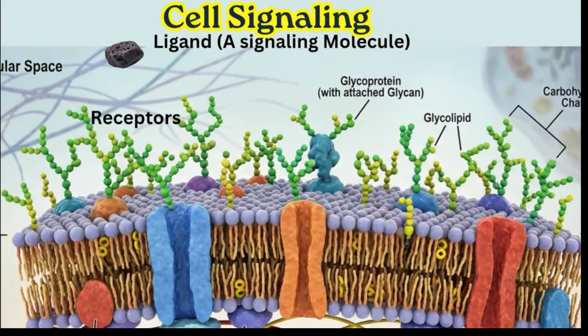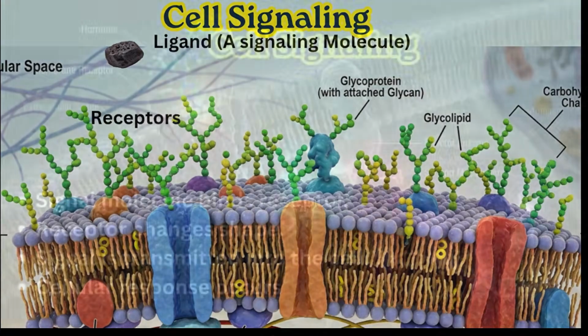The cell membrane also helps in cell signaling. A ligand is a signaling molecule, and many receptors in the form of glycolipids and glycoproteins are present on the surface of the cell membrane, which behave like receptors. So the cell membrane helps in cell signaling.